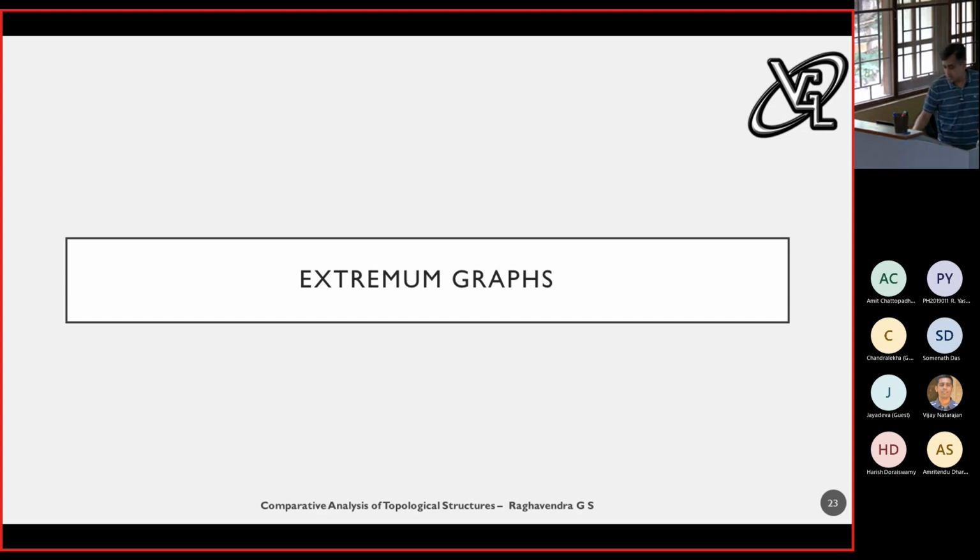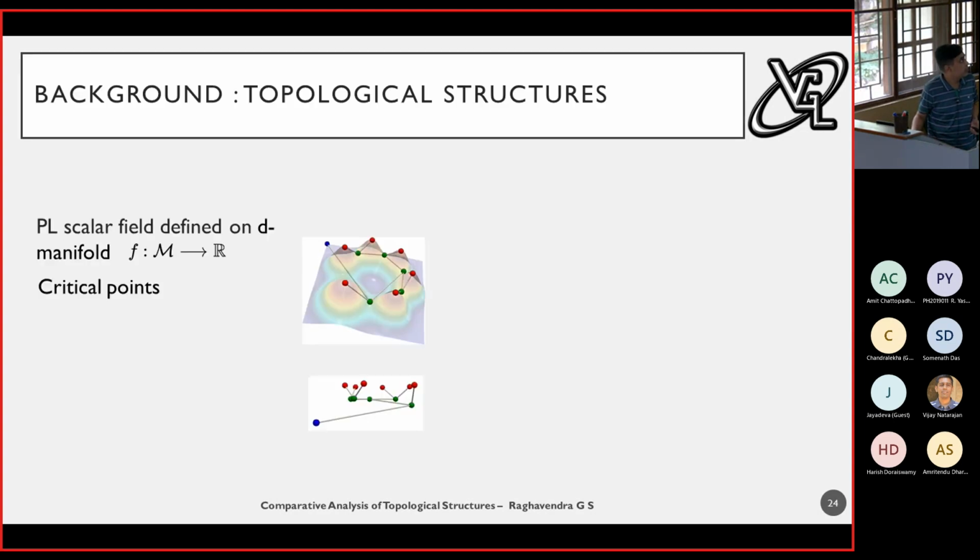Yeah. So we'll move on to the other contribution, which is comparative measures for extremum graph. Some background again. One crucial difference between the merge tree and the extremum graph can be highlighted first. In the merge tree, we know that it's a tree. It captures the peaks and valleys and so on. But when it comes to geometric vicinity, the merge tree fails in capturing some of it.